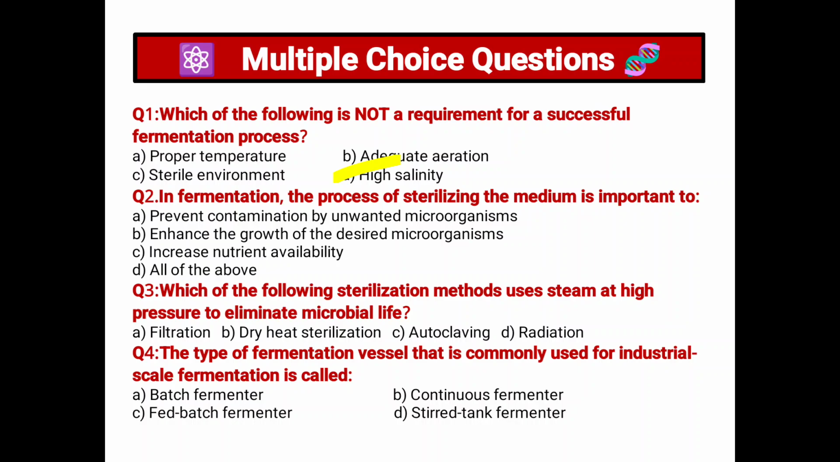Next, question number 2. In fermentation, the process of sterilizing the medium is important. Option A, prevent the contamination by unwanted microorganism; B, enhancing growth of desired microorganism; C, increase in nutrient availability; and D, all of the above. So the process of sterilizing means preventing contamination, or being free from microorganism. Option A is the correct answer, prevent the contamination by unwanted microorganism.